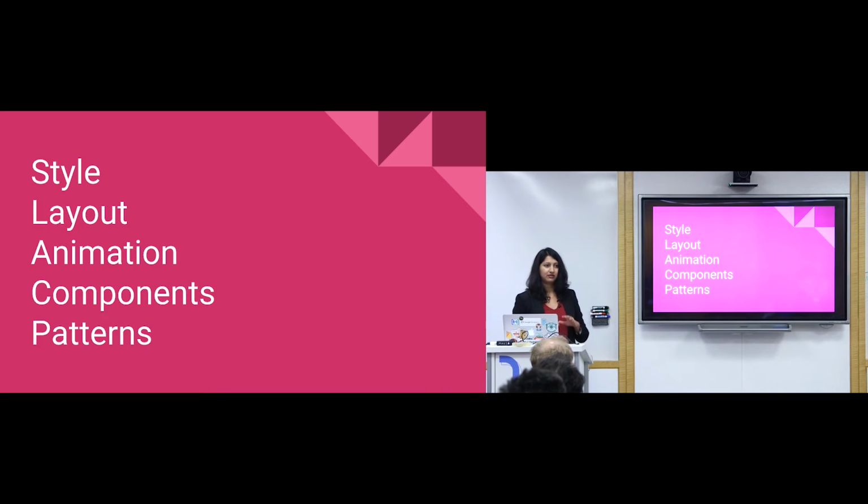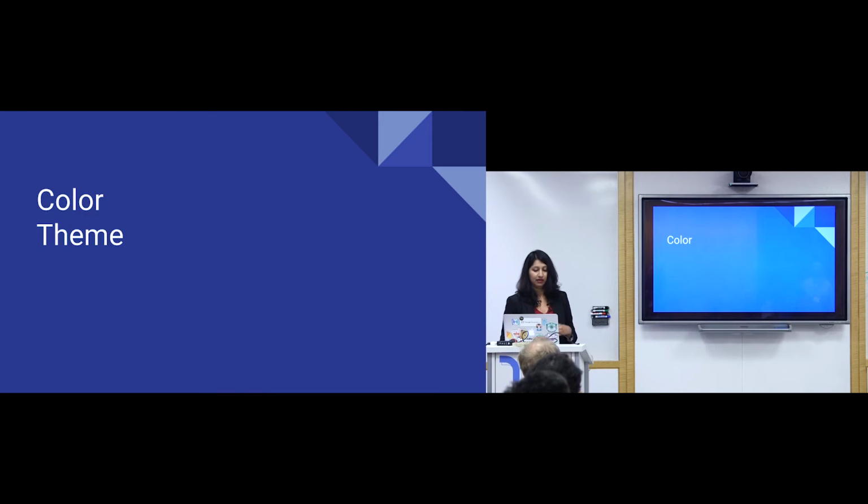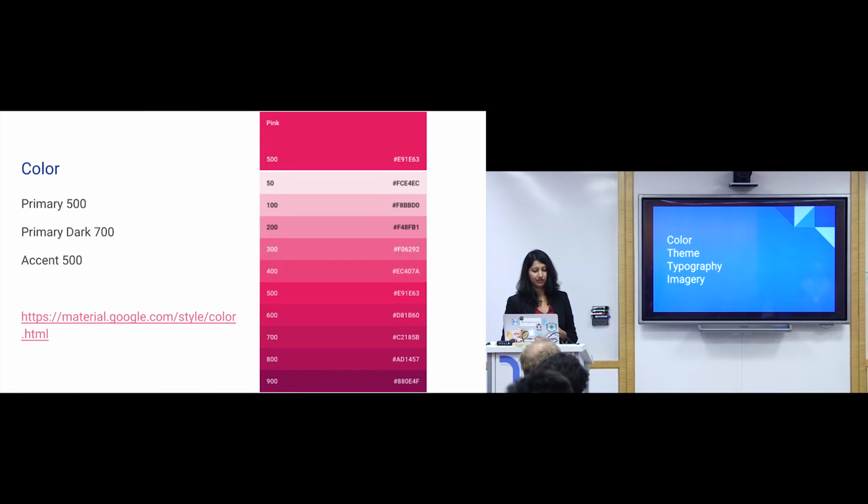All right, for the rest of the talk, we're going to focus on 5 major parts: style, layout, animation, components, and patterns. Let's start with style. In Android, you usually define a style for a view. So if you have a button, you can say, I want this button to have this property. So this is the font size, this is the width, this is the height, and so on. In style, I'm going to talk about color, theme, typography, and imagery.